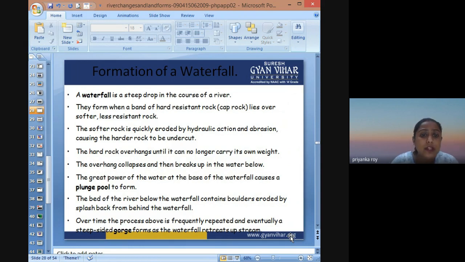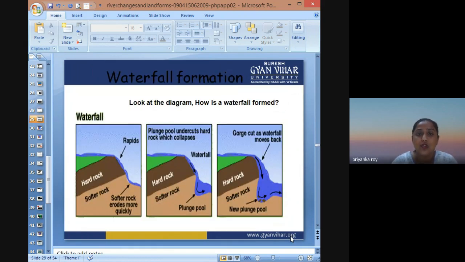So the bed of the river flowing below the waterfall contains boulders eroded by splashback behind the waterfall. Over time, the process above is frequently repeated, and eventually steep-sided gorges form from the water stirred up in the streams. So waterfall formation here is like what happens here: hard rock and soft rock. The hard rock stands as it is, and the soft rock gets eroded.